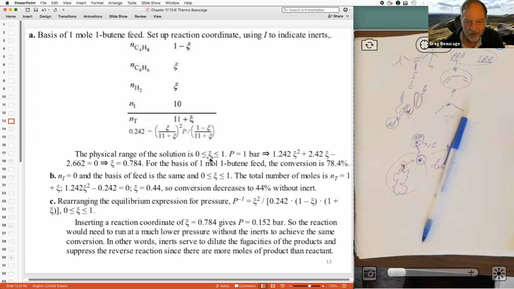I mean, you figure out what's the possible range for this extent of reaction. So you can't make less than zero, so it has to be bigger than 0, and you can't have it bigger than 1 because you get negative here. So basically it's between 1 and 0.